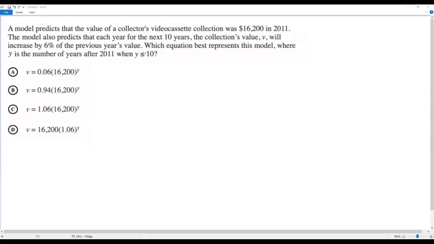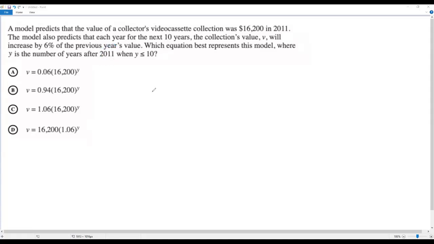Which equation best represents this model, where Y is the number of years after 2011 when Y is less than or equal to 10? So we have to notice carefully the two pieces of information. One is that the collection's value V will increase by 6% of the previous year's value, not the original value or the initial value. Since the value is increasing by 6% of the previous year's value, it clearly shows an exponential growth. And also Y is the number of years after 2011. So Y represents the number of years after 2011. So this 2011 has to be considered as the initial time.